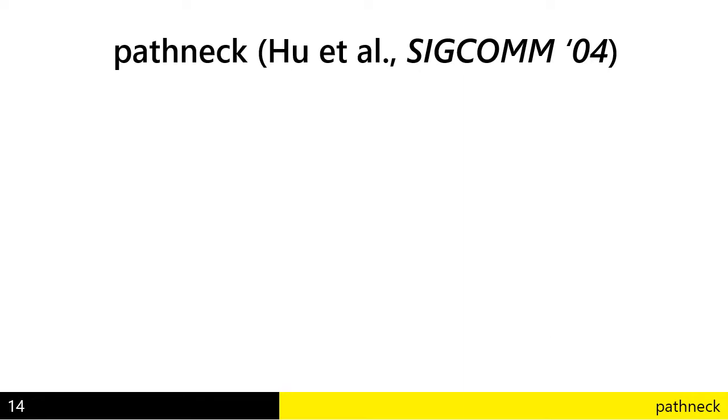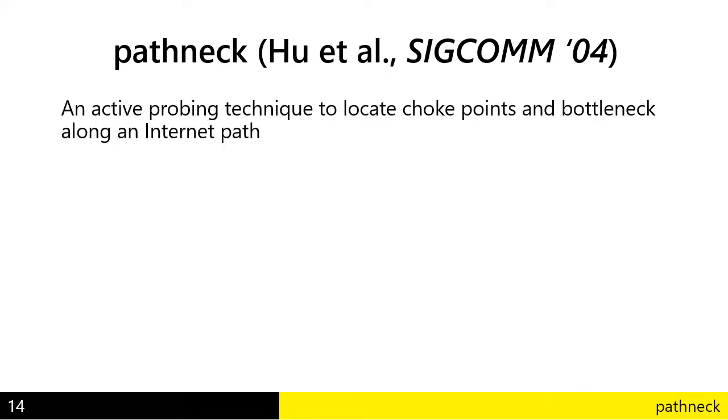Now that we have a high-level overview of how FlowTrace is designed and implemented, I would like to take some time to describe Pathneck, which is the algorithm that we implemented in FlowTrace. Pathneck was proposed by Hu et al. in SIGCOMM 2004. It's an active probing technique which locates choke points and bottlenecks, the bottleneck being the last choke point along an internet path, by constructing a specific measurement traffic.